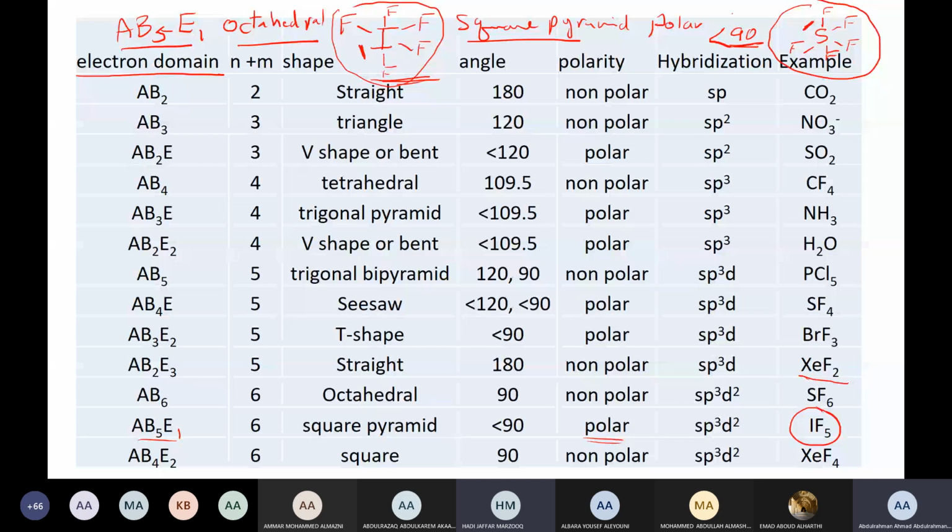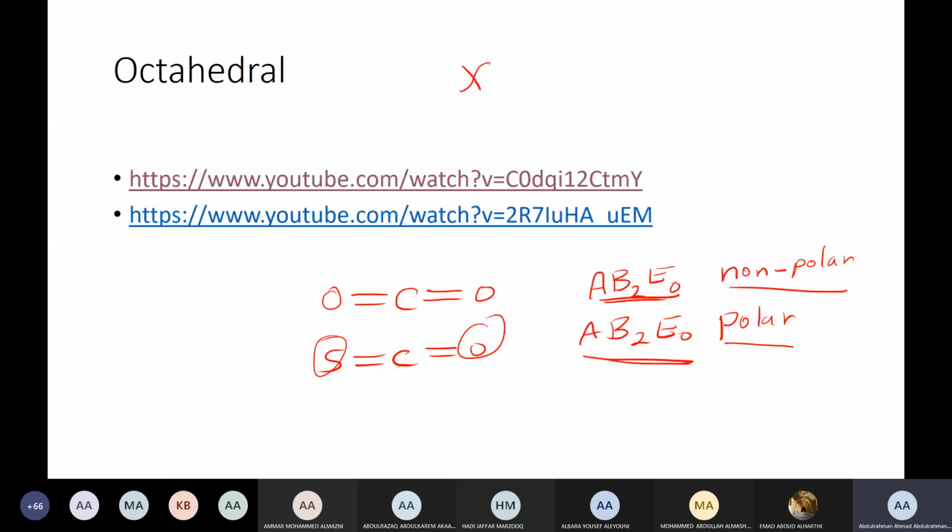Straight, yes, of course, because it is Xe, F, and then we have 3 electron domains like this. If you have trigonal bipyramid, the lone pairs always go to the base, not to the terminal atoms. Okay, what's the electron domain for this molecule? AB2E3. AB2E3. Very good.